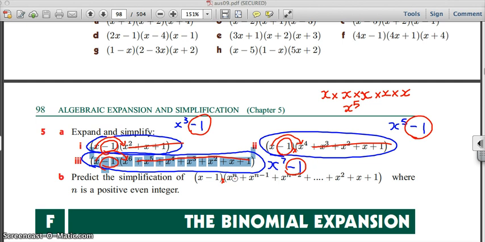So this might be, n might be 7. What would the answer be? We reckon it would be take 1. What would the x be? Say that was 7. X to the power of 8. It would be x to the power of 8. What if it was 54? X to the power of 55. Yeah, okay. So predict the simplification of that, or predict what the answer of that would be.